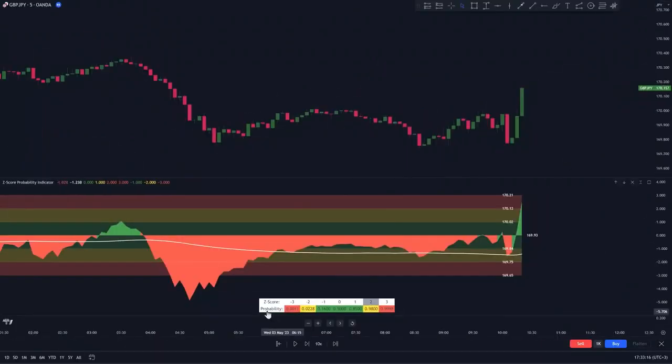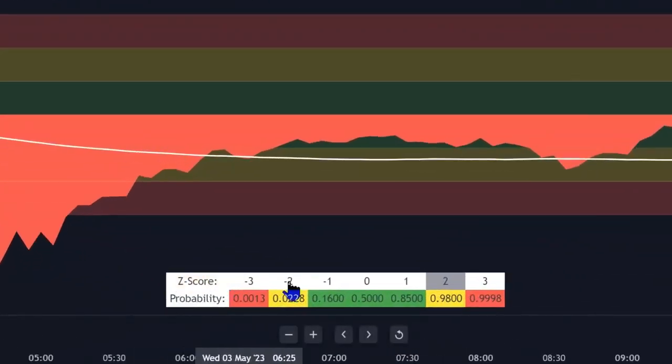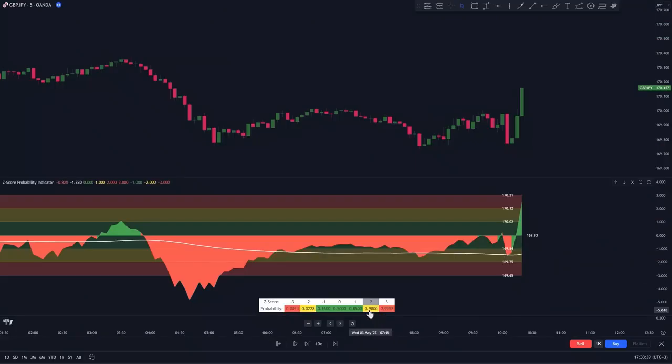This table contains the Z-score, or the standard deviations, and down here we have the probabilities of each standard deviation being achieved or not being achieved. So for example, suppose the price of GBP/JPY is increasing and pushes into the 2 to 3 Z-score range. In that case, the indicator can help estimate the price level corresponding to a retracement to a Z-score of 2 and the probability of this retracement happening.